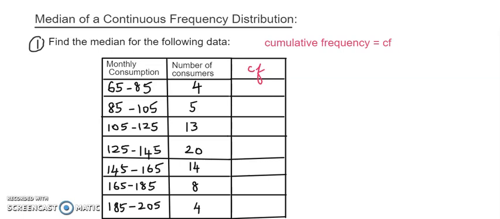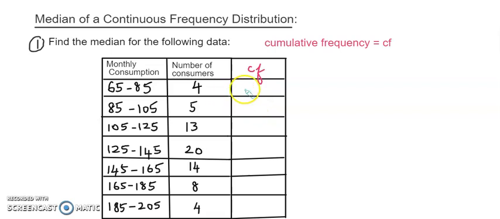Hello everyone. Today we'll be learning to find the median of a continuous frequency distribution. For finding the median, the first thing that we have to find is called the cumulative frequency. Cumulative means combination or adding up the frequencies. Cumulate means add up. So how do we find it?